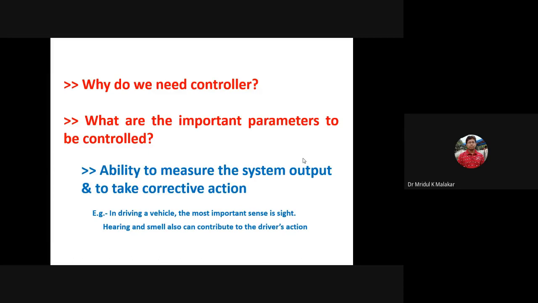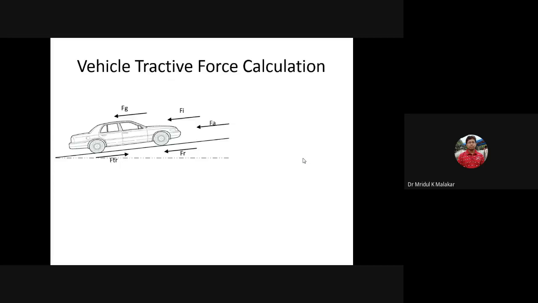So this is one example. For any kind of system we can give some input. If I give some input, of course that system will give some response. Based on that response we have to reach our desired input level. So this is mainly why we need the controller. Suppose this is one vehicle or anything, a robot also.